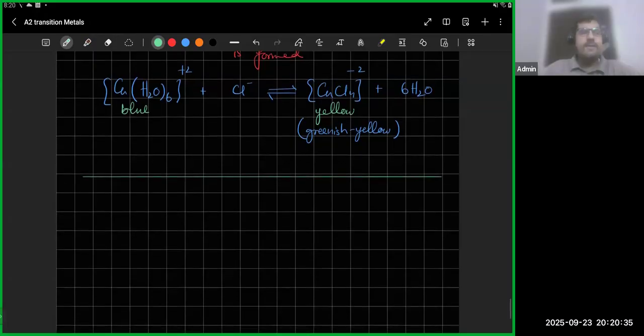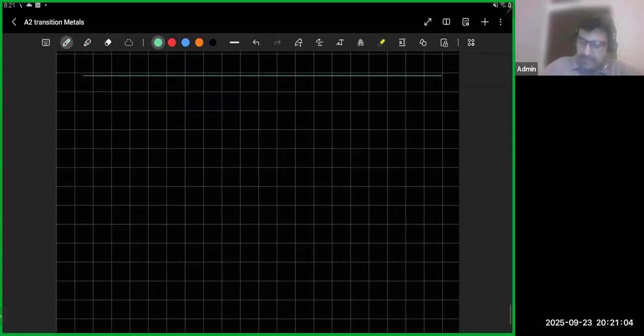Okay, I'll share the notes. So there's just these four equations, and they're going to ask exactly the same thing. Now you have to remember exactly the same thing for cobalt as well. For cobalt, the reactions are exactly the same, but the colors are different. So I'm just going to write that it's going to be exactly the same for cobalt complexes.